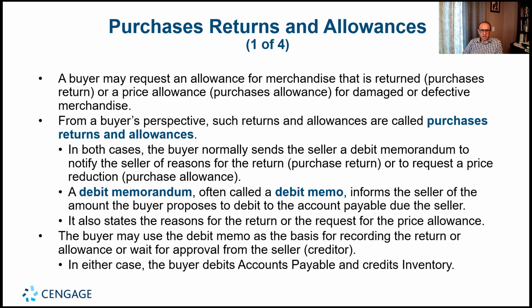So that's an account that has an opposite nature to purchasing an item. So we call it purchase returns and allowances. In both cases, the buyer normally sends the seller a debit memo, or debit memorandum, to notify the seller of the reason for the return, which is in this case the purchase return, or to request a price reduction if it's a purchase allowance. The debit memo would be sent by the buyer, informing the seller that we want to return these things.